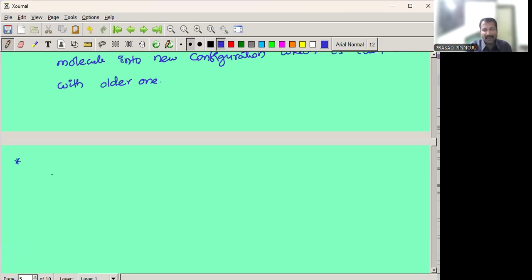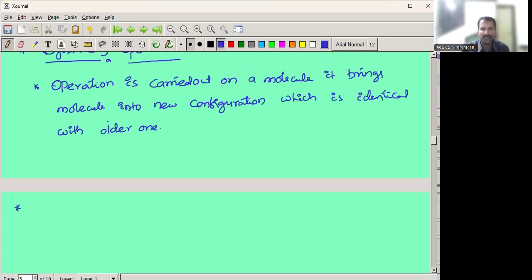Yes, sir. So symmetry operation is nothing but a group, abelian group and non-abelian group. So simply, first, what is symmetry operation? Symmetry operation is nothing but we get a similar identity, similar appearance. So any kind of operation is carried out on a molecule.